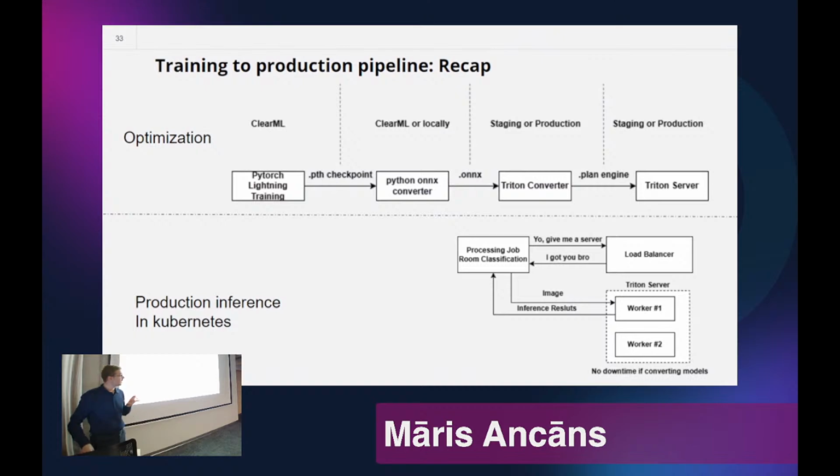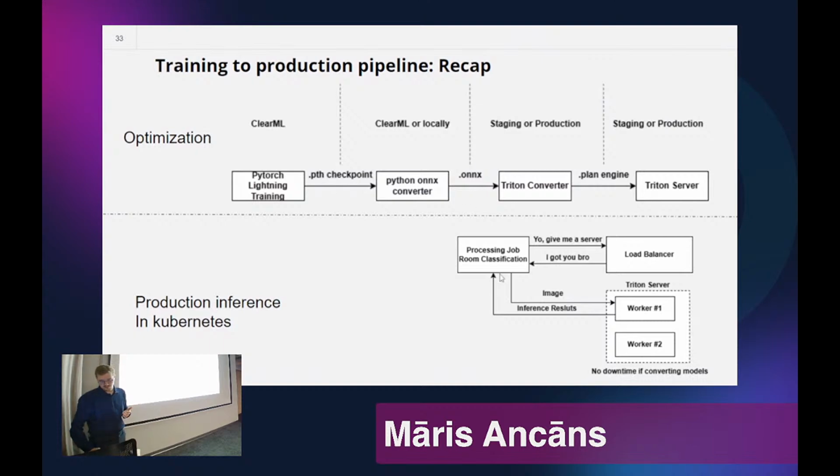Just a quick recap of how this optimization process is going. We train our models using PyTorch Lightning. We use ClearML to track it. We save those checkpoints locally or on an S3 drive. We then convert these checkpoints to an Onyx file. This Onyx file then goes to the Triton converter server, which takes the model and optimizes it on the hardware. You get a .plan engine file, and you serve it in the Triton server.